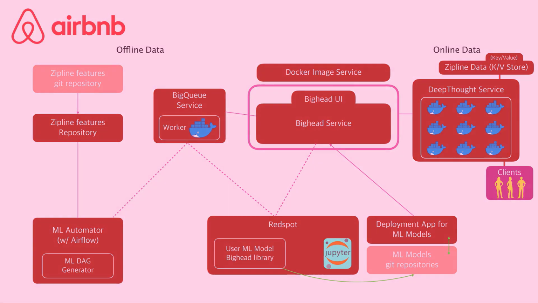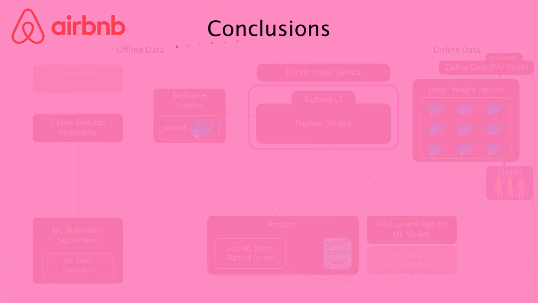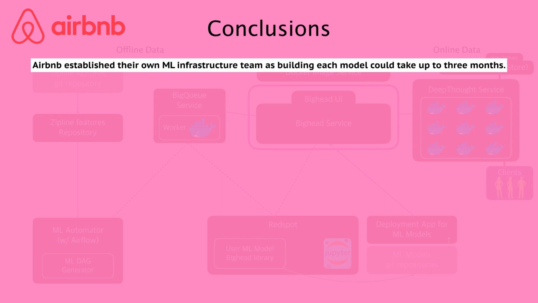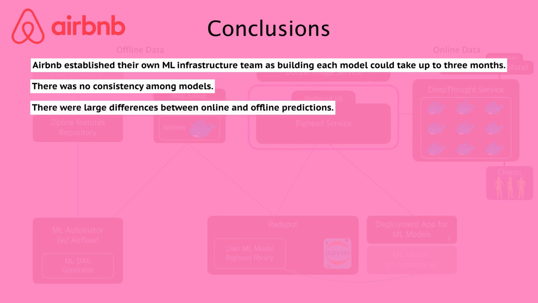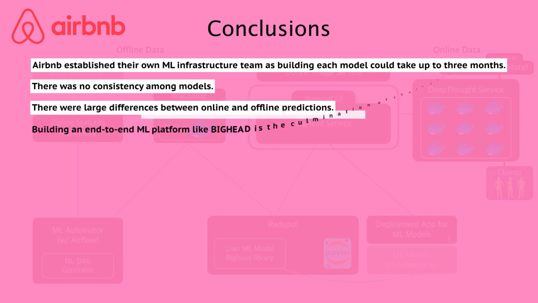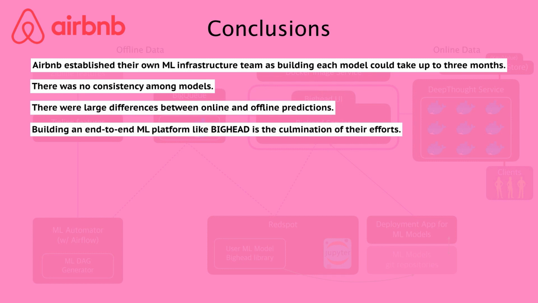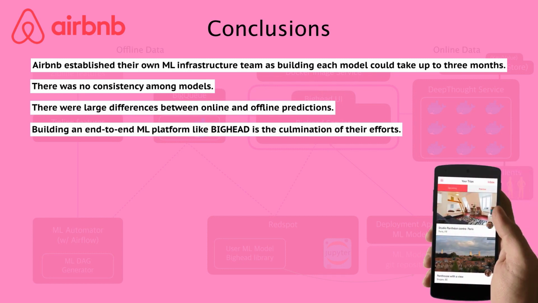Conclusion. Airbnb established their own machine learning infrastructure team, first, as building each model could take up to 3 months. Second, there was no consistency among models. And third, there were large differences between online and offline predictions. Building an end-to-end machine learning platform like Bighead is the culmination of their efforts.